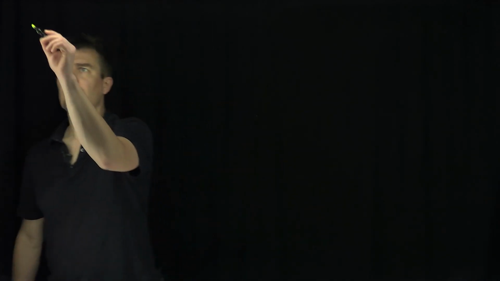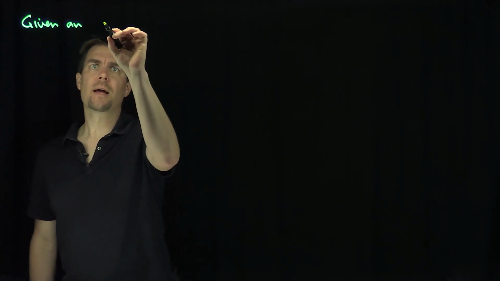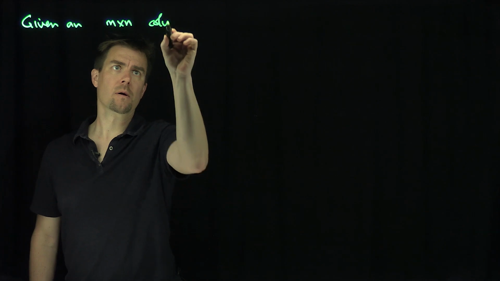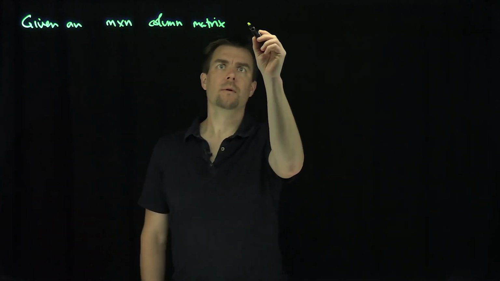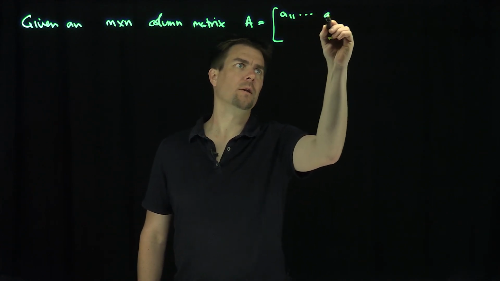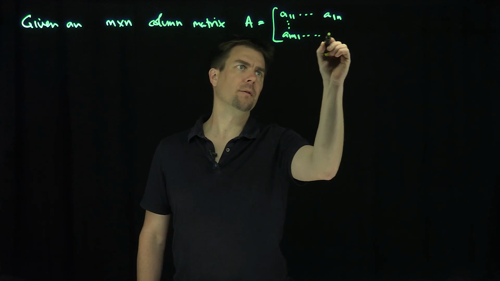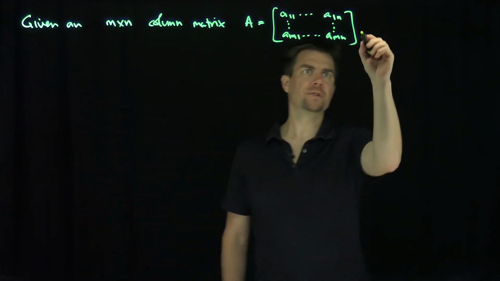Hello students, in this video we'll discuss the first definition we have of the rank of a matrix. Let's be given an m rows by n columns matrix A, which is A11 through A1n, down to Am1 through Amn, like so.